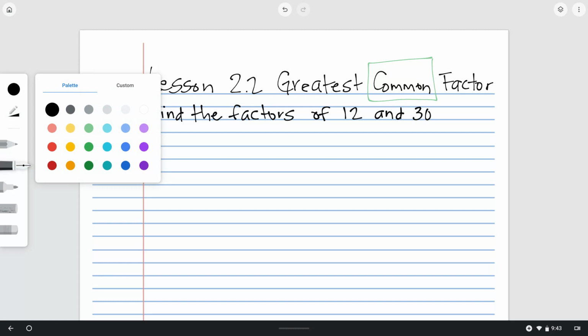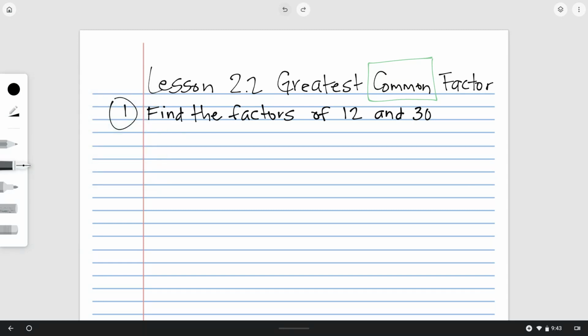Okay, so I'm going to write out my numbers here. And what I like to do is I make my list. So here is 12 over here. Okay, and then I'm going to put my other number 30 over here. So go ahead and do the same. Using my multiplication chart, I now need to figure out all of the factors, all of those little combinations of multiplication facts that get me to 12 and get me to 30.